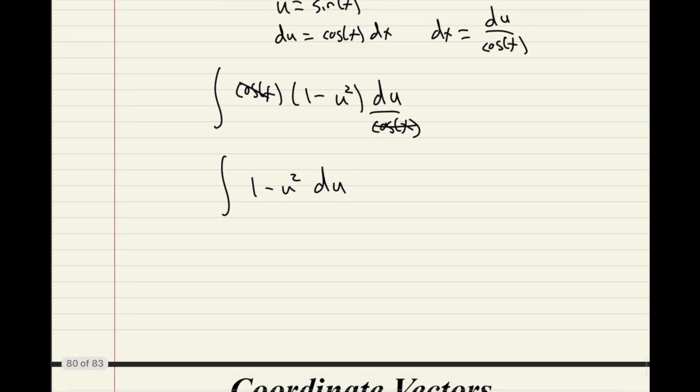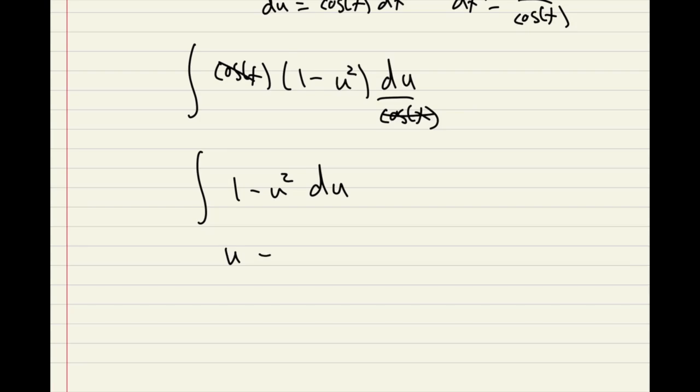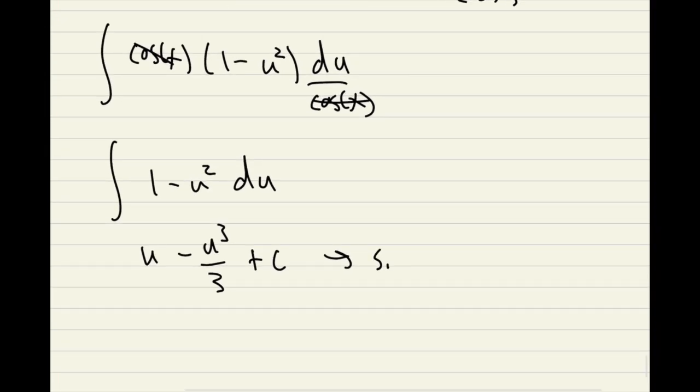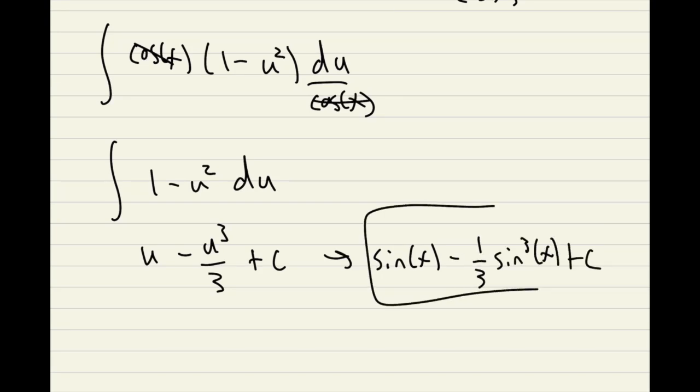This is going to be equal to u minus u cubed over 3 plus c. And then changing the variables back, we said u was sine, so this becomes sine of x minus 1/3 sine cubed of x plus c. And that's our final answer. Awesome.